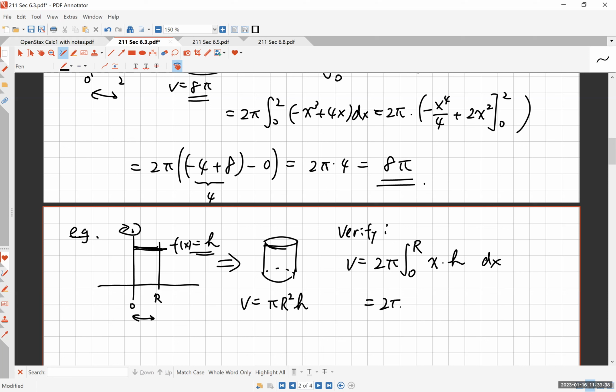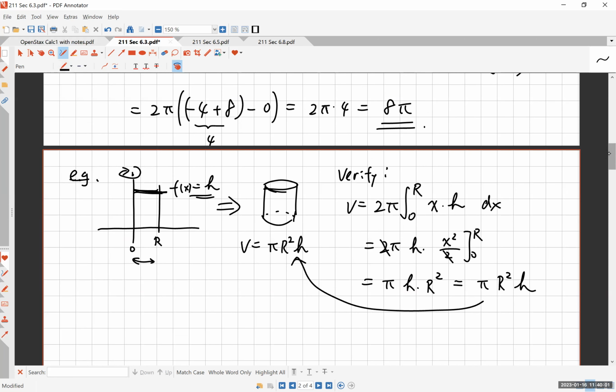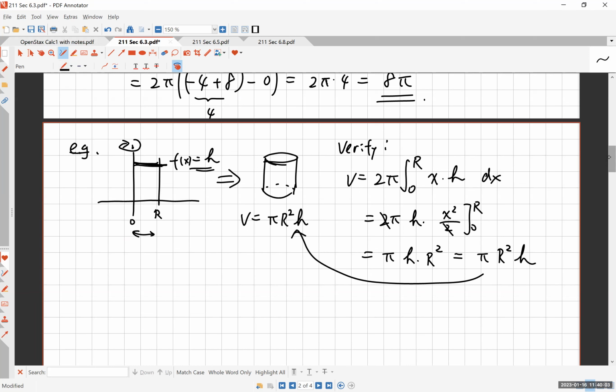And so this is 2 pi h, and then if I integrate x, you have x squared over 2, going from 0 to r. And of course, the 2's will cancel. You have pi h times r squared, which is of course pi r squared h. And that is the formula that you learned when you were a toddler or kindergarten student. All right, so that's a nice example. And I am going to go into the next segment of this section video to do a couple more examples.